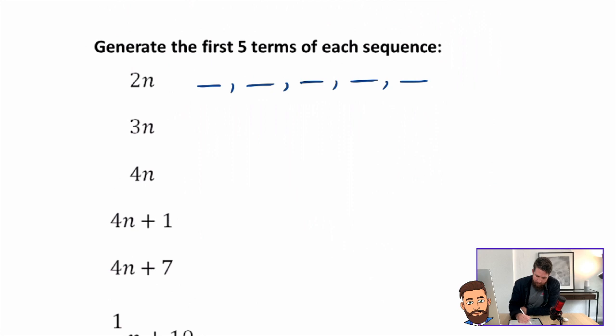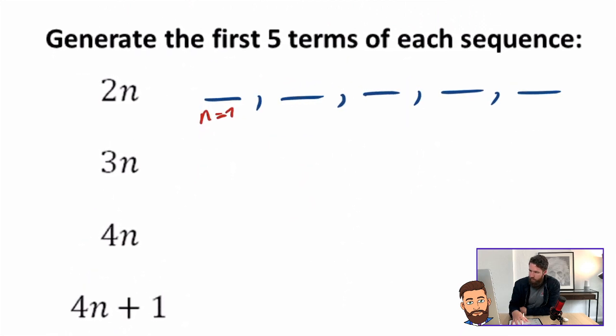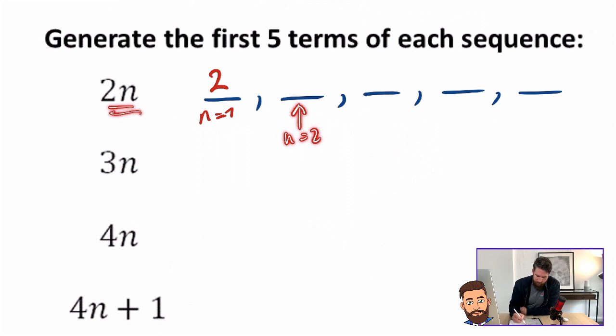Well, this here, I want the first term. Remember, when you want the first term, n is 1. Okay? When you want the first term, n is 1. So, what is 2 times 1? Okay? 2 times 1 is 2, so the first term is 2. Now I could put in n is 2 and just do that way. 2 times 2 is 4. But what do we know?